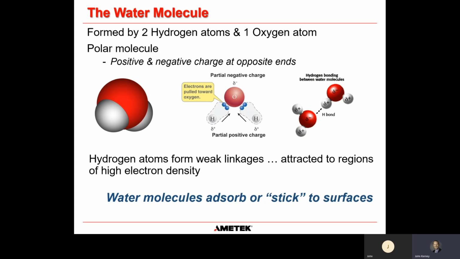These are all weak linkages, but what hydrogen bonding does is it allows water to absorb or stick to surfaces, which manifests itself when we start to talk about response time and the ability to remove water and things like that. And it can impact some of the technologies as well and how they work. So it's important to understand that this is an inherent property of water and something that we just have to account for when we're trying to measure and analyze water and when we're trying to build and design our sample conditioning systems and sample transport systems.